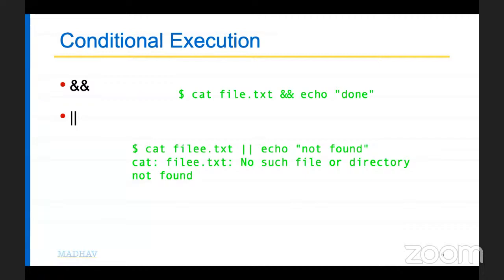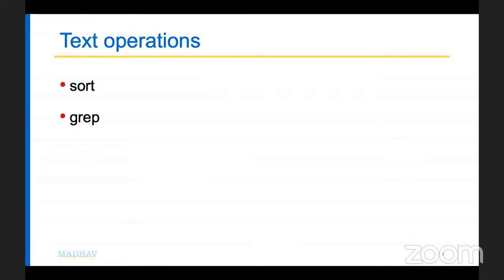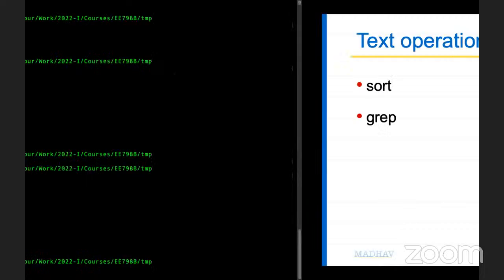Okay, thank you. Yeah, so this is how you do conditional execution of your commands. Next are some operations on text like sorting and search. Sort is used for sorting the file, and grep is used to search the contents.